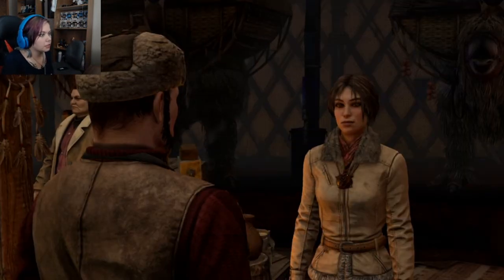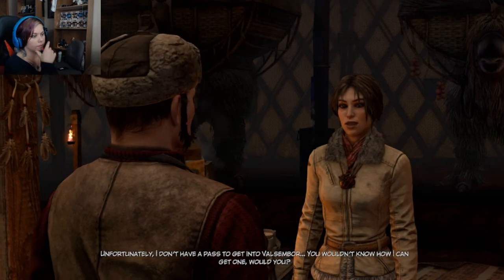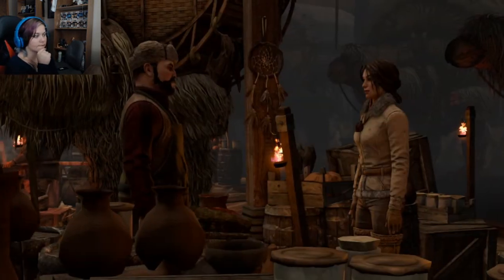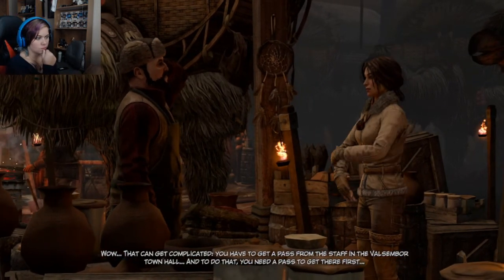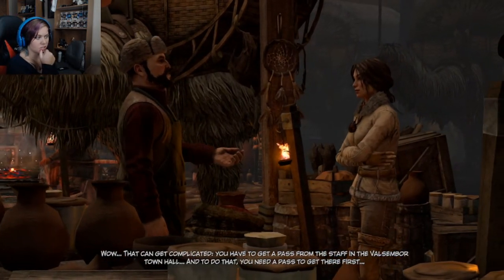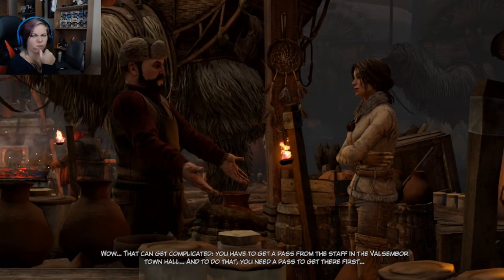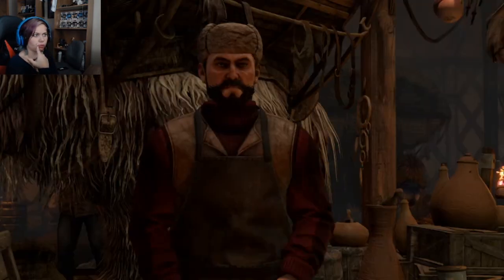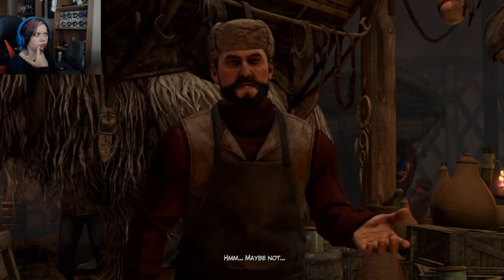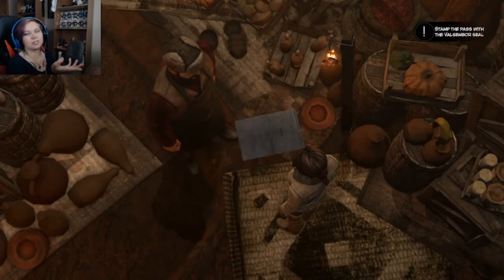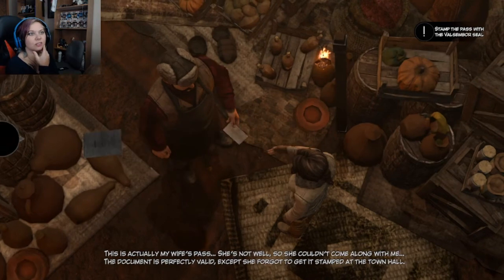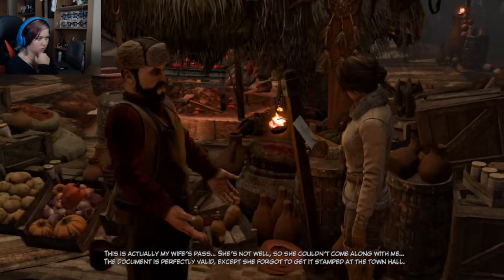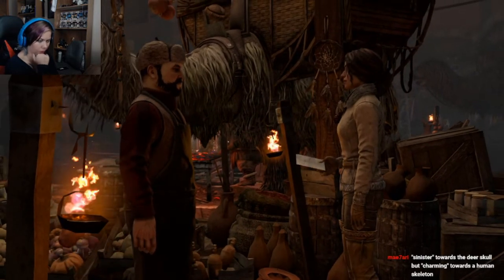How do I get a pass? Unfortunately, I don't have a pass to get into Valsambor. You wouldn't know how I can get one, would you? Wow, that can get complicated. You have to get a pass from the Valsambor Town Hall. And to do that, you need a pass to get there first. So I'm stuck here? Maybe not. This is my wife's pass. She's not well, so she couldn't come with me. The document is perfectly valid, except she forgot to get it stamped at the town hall.